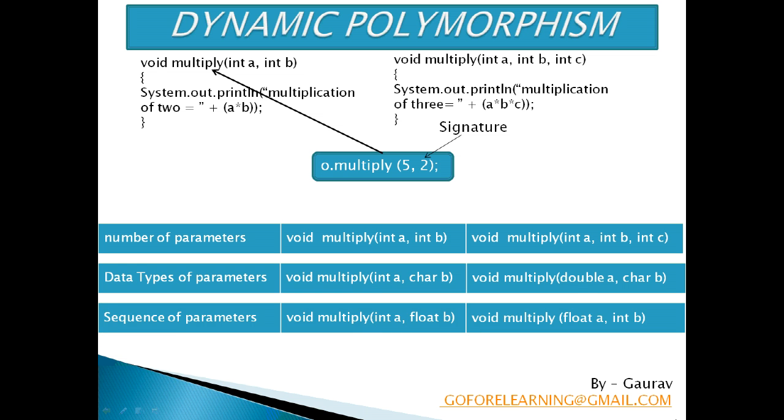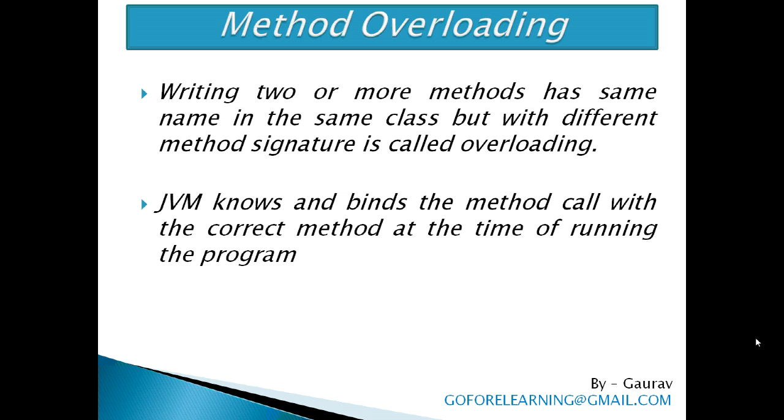Next is method overloading. Writing two or more methods in the same class in such a way that each method has the same name but a different method signature is called overloading. The Java compiler does not know which method is called at compilation time, but the JVM knows and binds the method call with the correct method at the time of running the program.